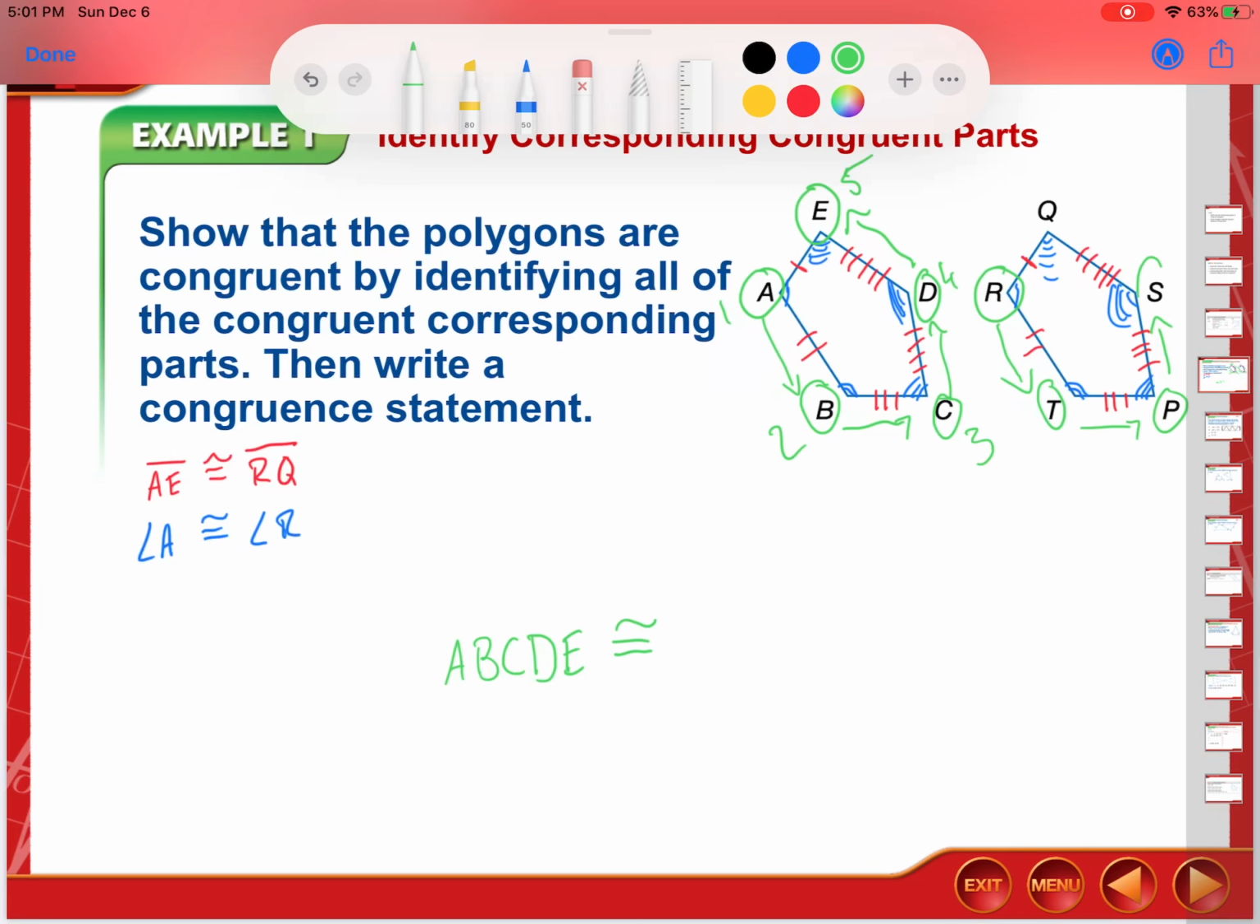So we have to do the exact same thing on this second polygon. We have to start at R, go down to T, go over to P, go up to S, and finish off at the top with Q. So we have to keep that same relative order when we're writing these congruent statements. And there is a reason for this, and we'll get into that a little bit more later. But for now, we just need to know that we have to keep everything in the same order.